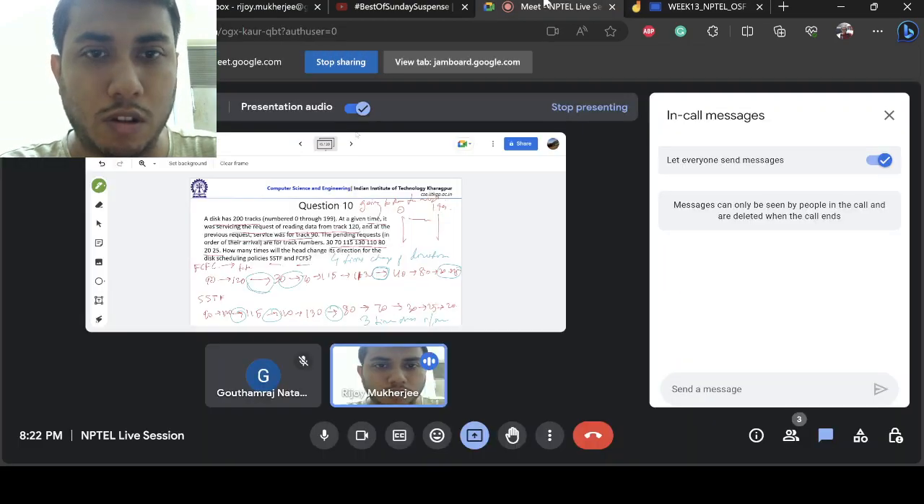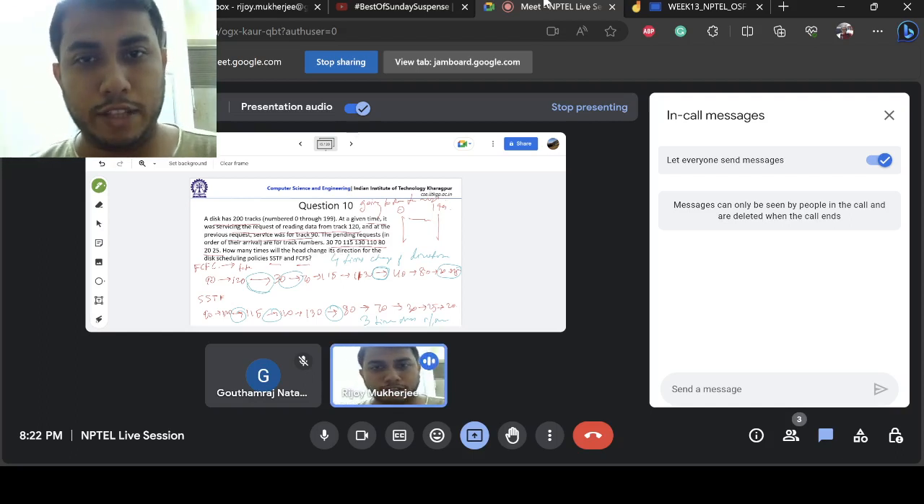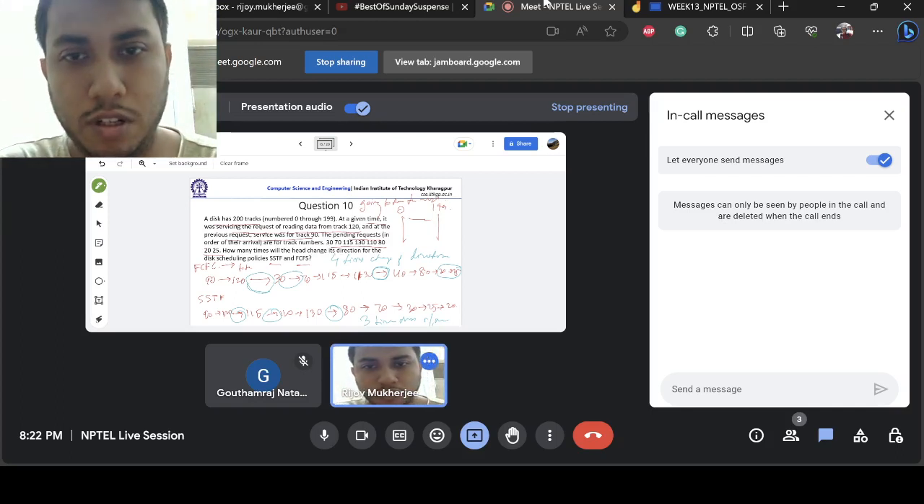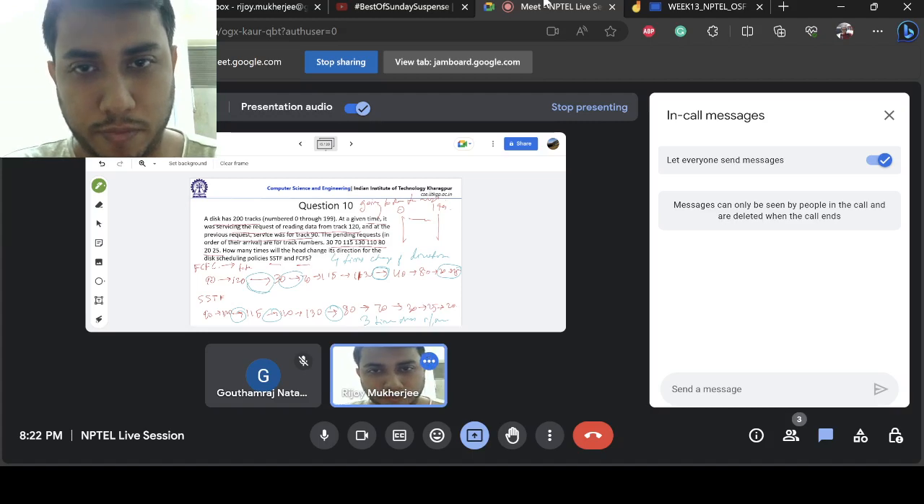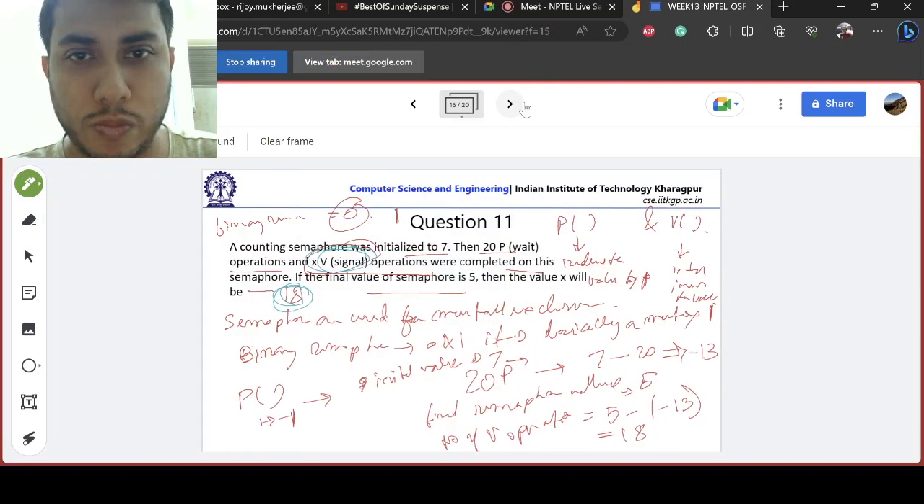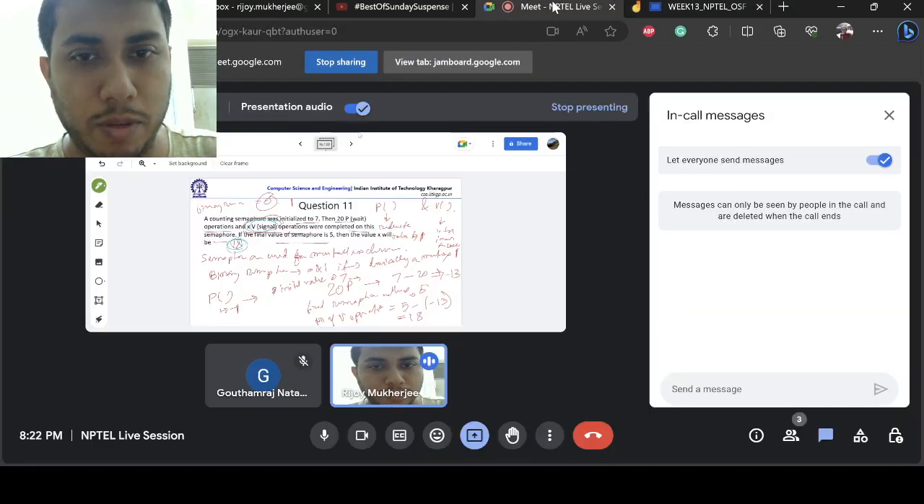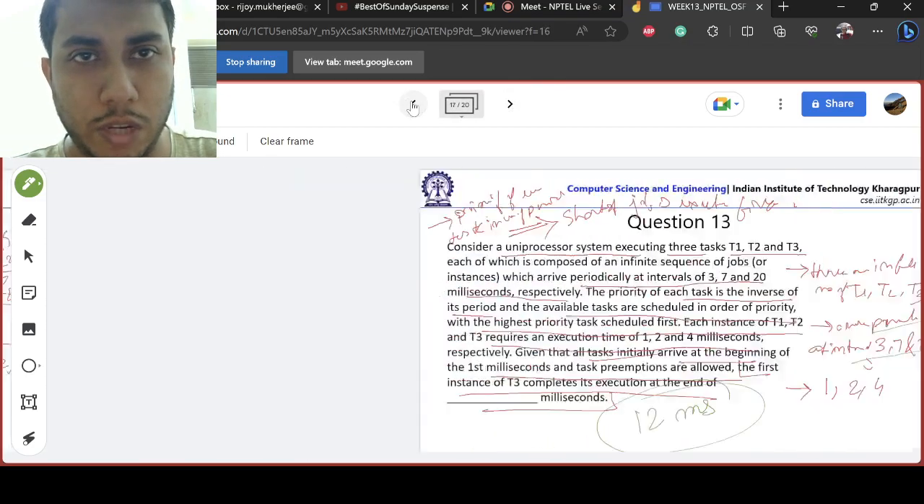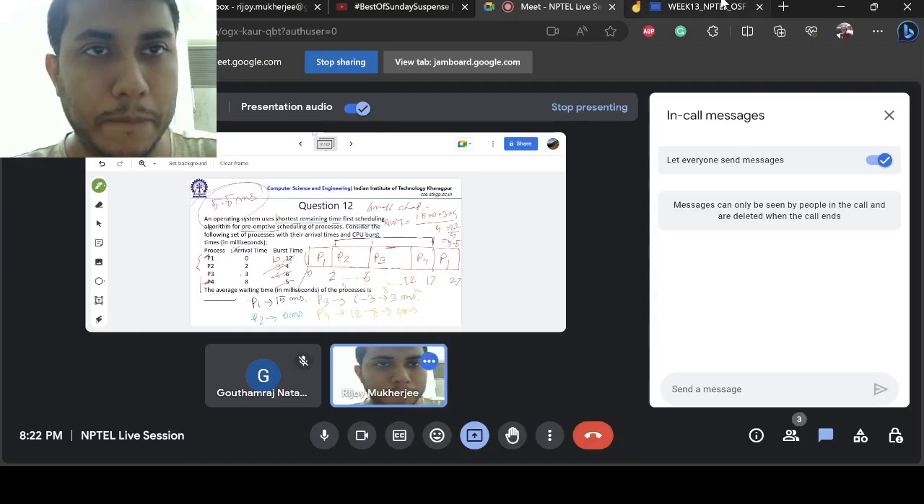This was on your disk scheduling algorithms. So we did SRTF, shortest remaining time first, SJF, and FCFS, a demonstration of how it happens. Then a binary semaphore and everything. And the last two were on scheduling that we have covered previously.